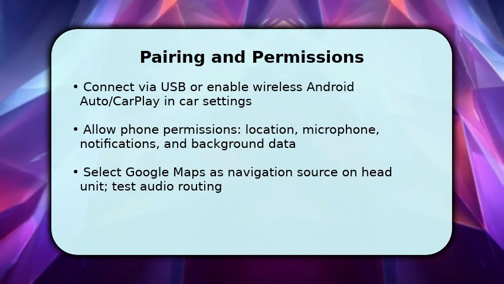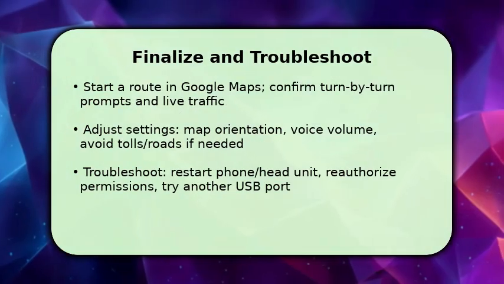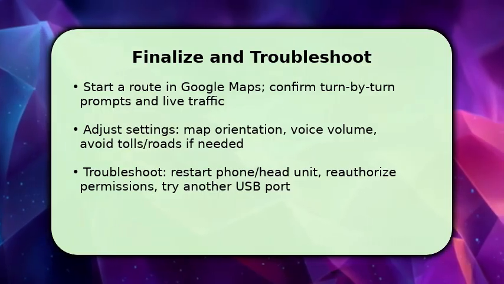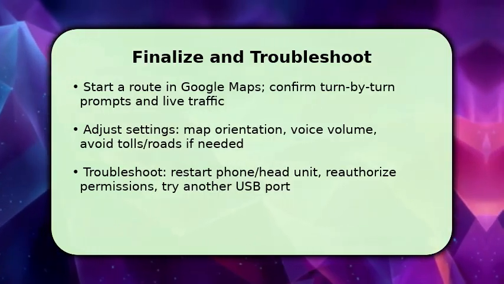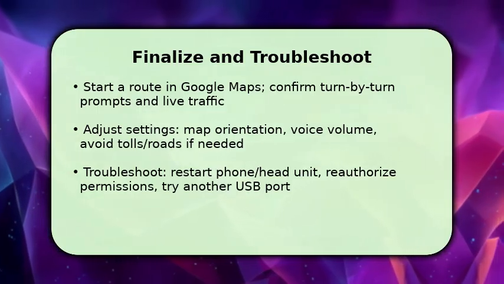You finish by launching a route in Google Maps and confirming turn-by-turn directions appear on the car display and play through the speakers. Live traffic should update automatically. Once satisfied, tweak map orientation, voice volume, and routing preferences like avoiding tolls.